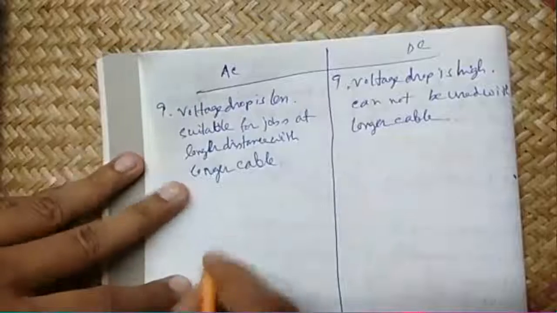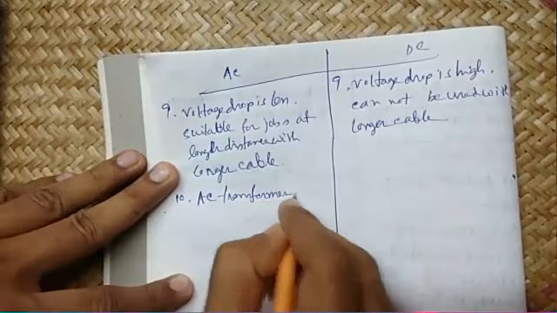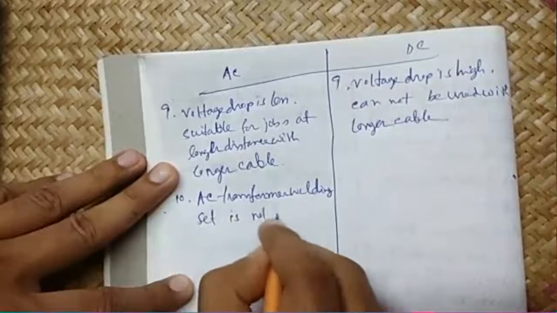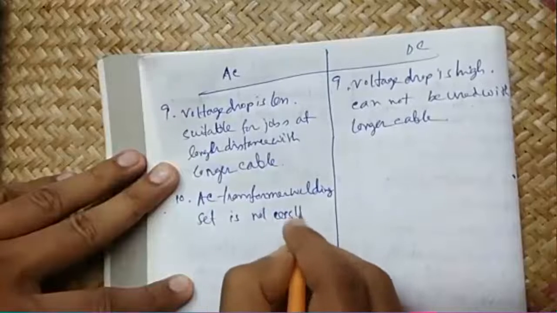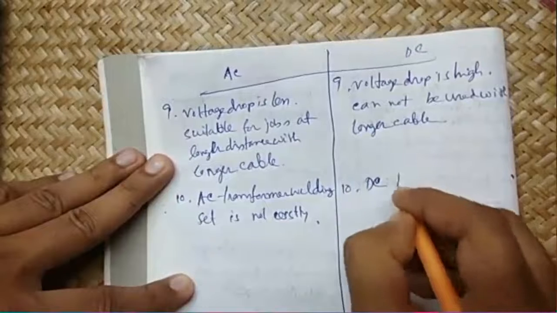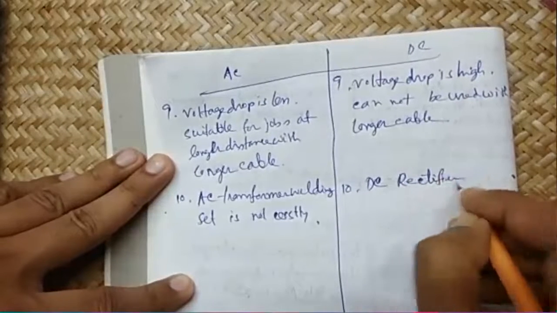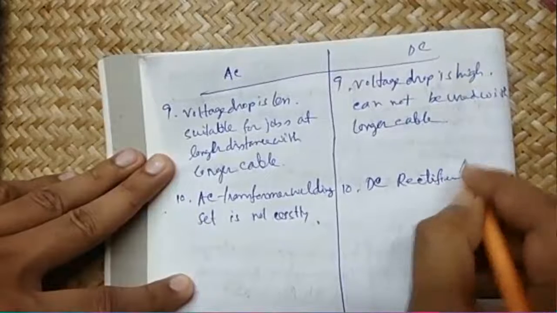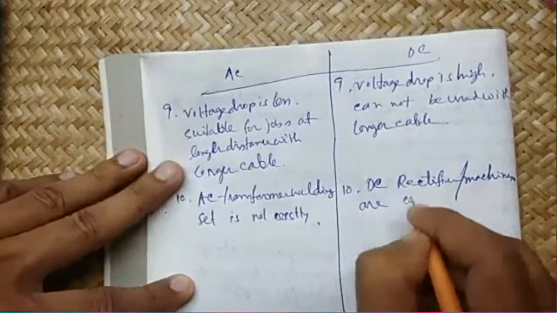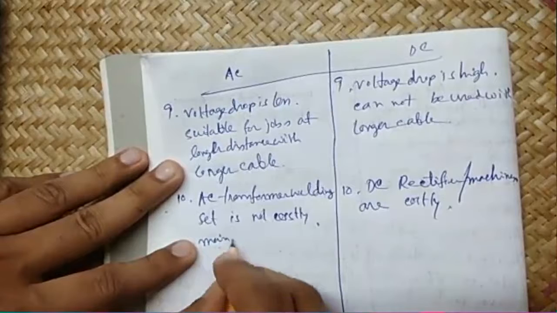Now AC transformer welding set is not costly, and DC rectifier or DC generator or DC machines are costly, and the maintenance is easy, also easy.